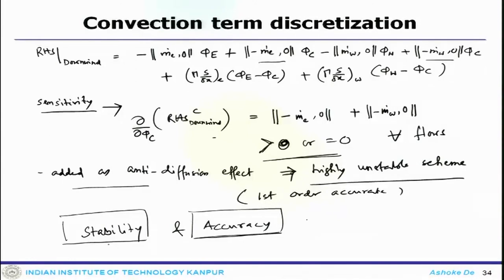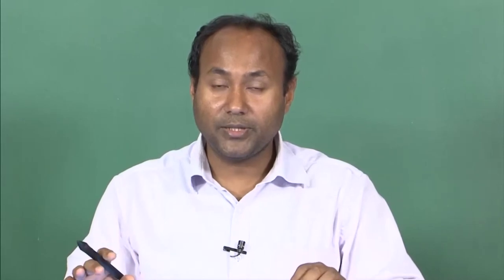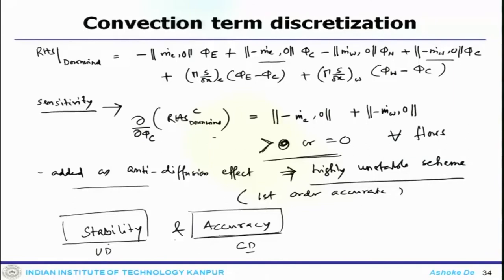So, the upwind scheme is stable but does not provide an accurate solution, and the CD scheme is highly accurate, but it does not provide a great level of stability. So, these are two important things where one has to make a trade off between stability and accuracy, and the schemes that we have seen so far show exactly that. We will carry forward the discussion. Thank you.